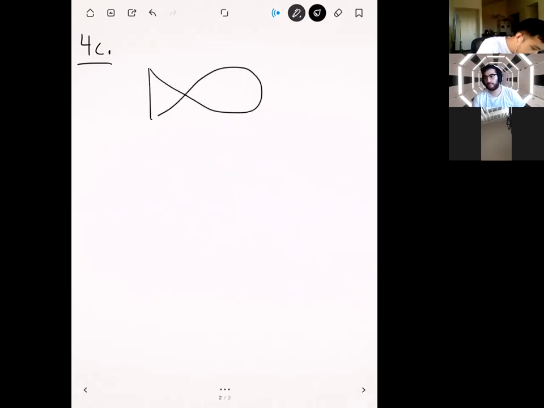So let's go over problem 4C on the homework. In 4C, we're looking at a situation where we have a swimming fish. I gave you the example of Dory from Finding Nemo. So here's your fish, as best as I can draw it.